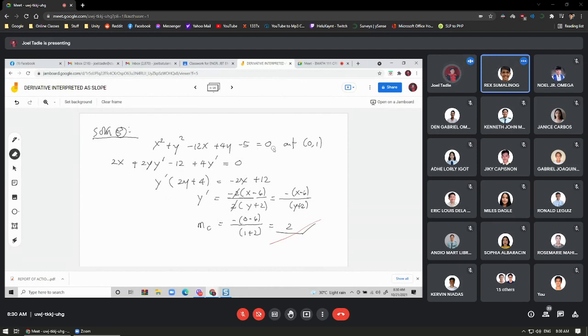How about the derivative of 0, Rex? Still 0, sir. There is a right side. Derivative of 0 is still 0, sir. Okay, sir. Now we have the equation 2x plus 2y y prime minus 12 plus 4y prime equals 0.